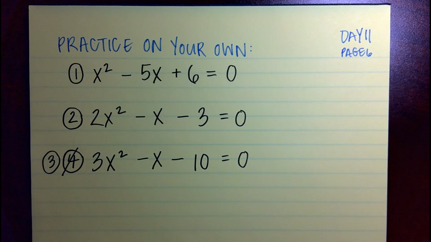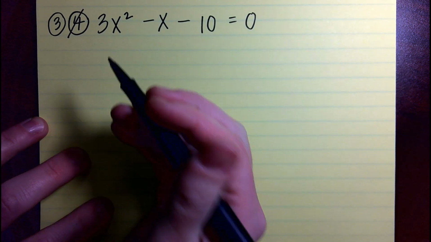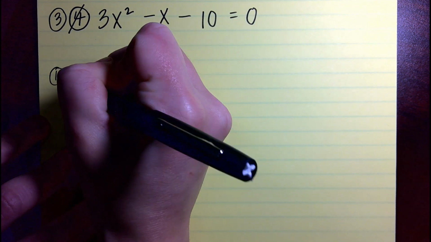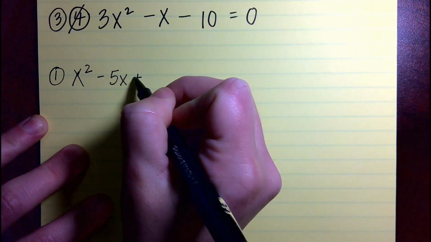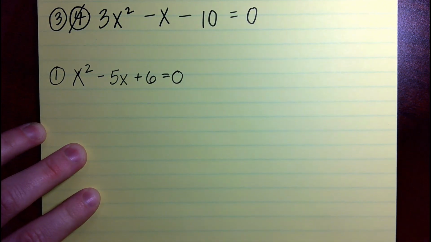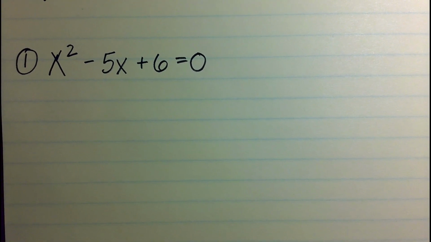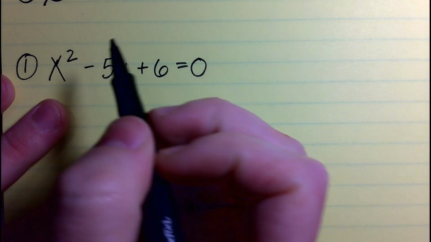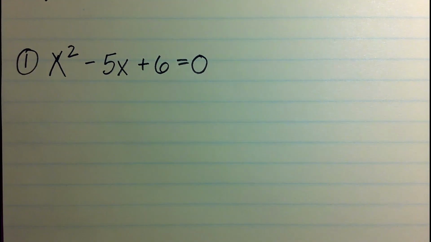Let's look at the first problem. I'll label it for you: x squared minus 5x plus 6 equals 0. What do we do here first? Identify A, B, and C. What's our A, B, and C here? 1, -5, and 6. A is 1, B is -5, C is 6. Our A is 1, so we don't need to check for greatest common factor here, do we? No.